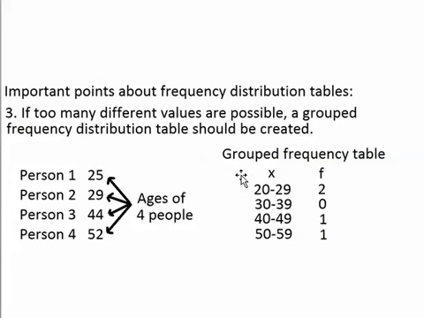And when the X column has groups inside of it instead of individual values, it's called a grouped frequency distribution table. So what we're seeing right here is that in my data set, 2 of the people were in their 20s, 1 person was in the 40s, and 1 person was in the 50s. No people were in the 30s, so that's why that has a frequency of 0.